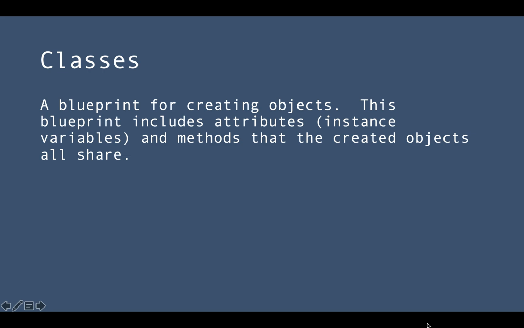First term that we want to look at is the idea of a class. A class is a blueprint for creating objects. So this blueprint includes attributes or instance variables and methods that the created objects all share. We'll come back and explain this better in just a moment, but let's look at our next term because the two terms are very much related to each other.